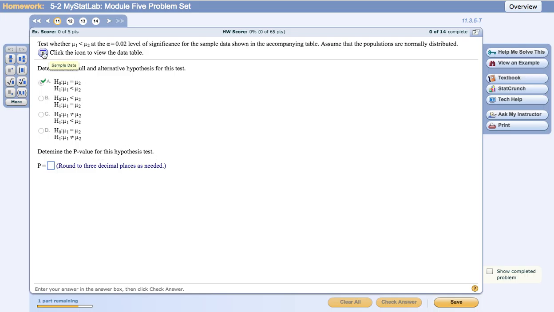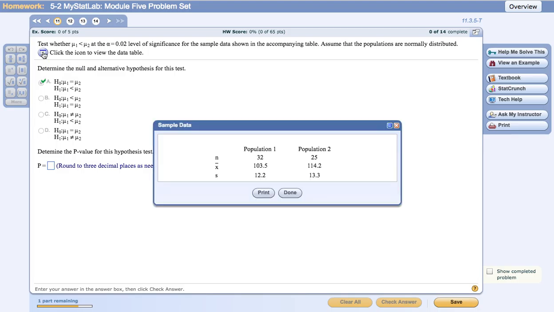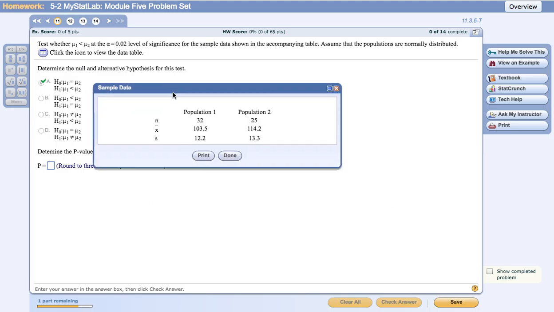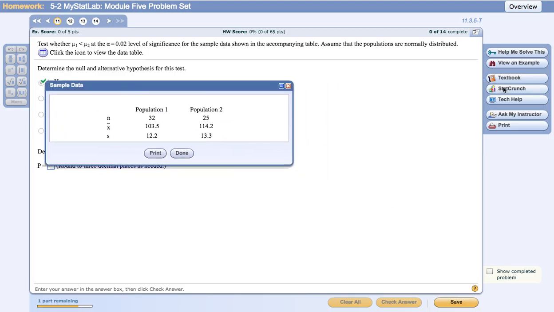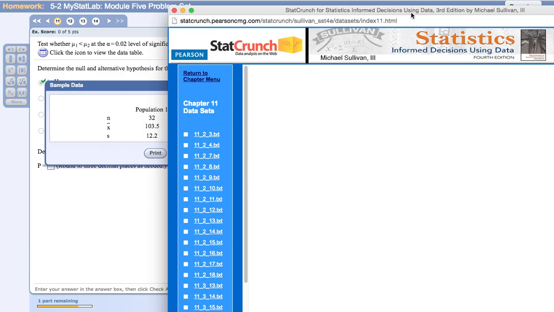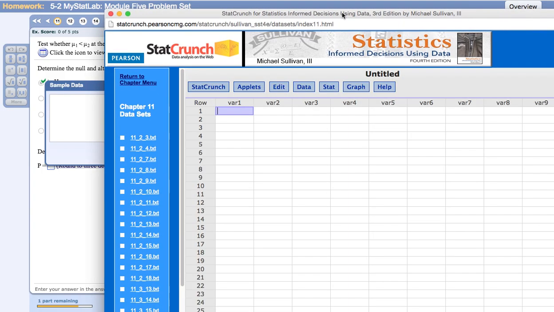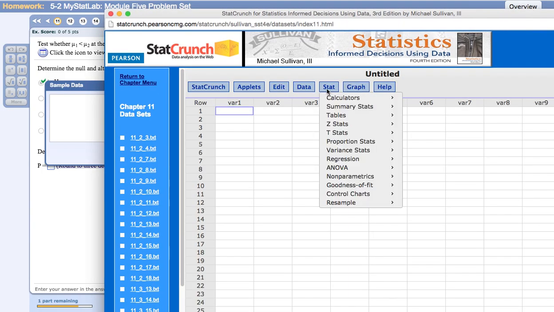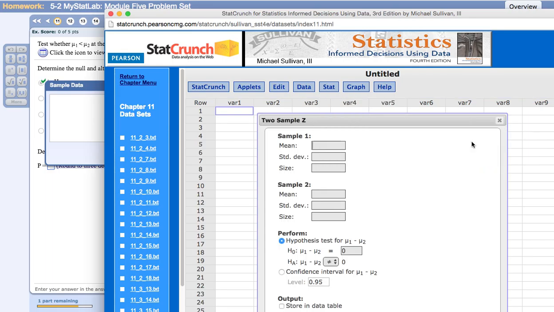A couple things we want to do here. We need the data, so here it is, and we also need to open up StatCrunch. This is going to be Stat, and a Z stat test because it has a normal distribution. Then we're going to be looking at the two sample summary data. We have two means that we're looking at.